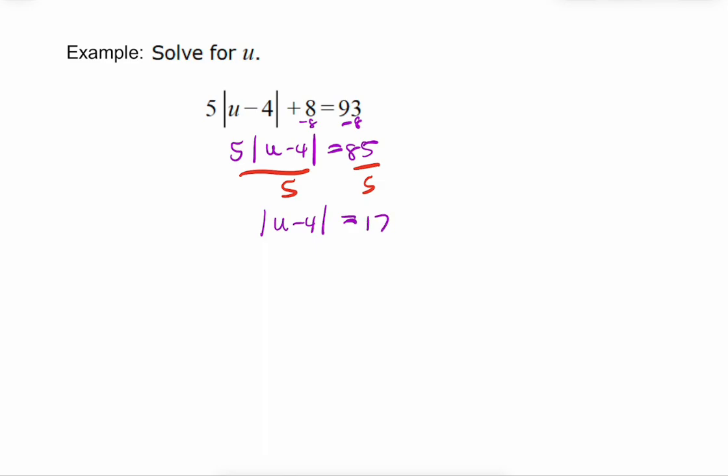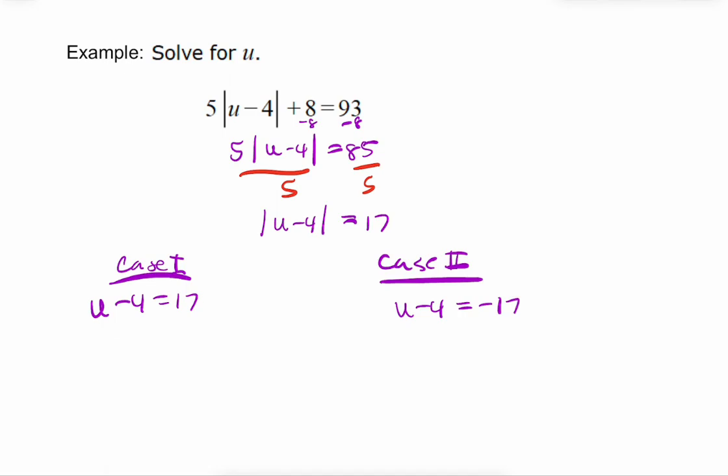Okay. Now, once you get that, then it looks very much like the problems from before. We're going to set 2 cases, case 1 and case 2. Case 1, remember, you just drop off the absolute value. Case 2, you drop off the absolute value and then you set it equal to the negative number option, okay? Because the absolute value of 17 is 17 and the absolute value of negative 17 is also 17. And then you just solve each one. This one we're going to add 4 to both sides. This one we're going to subtract 4 from both sides.